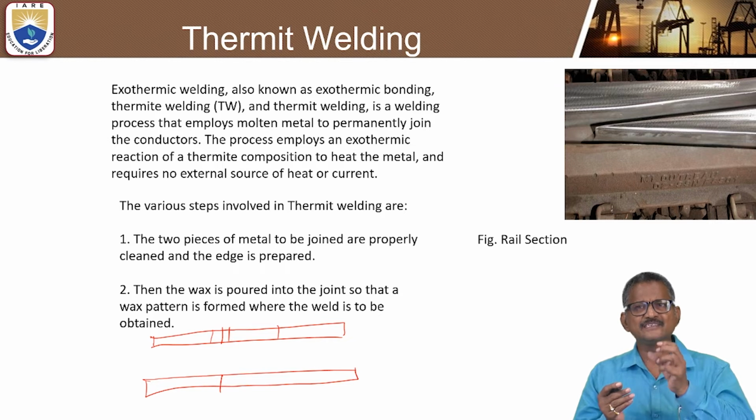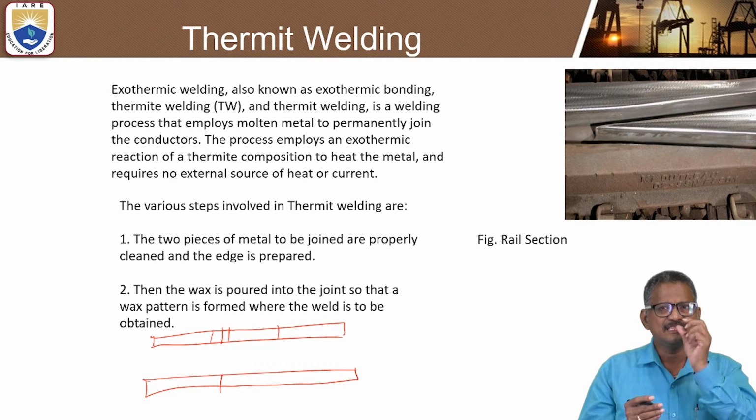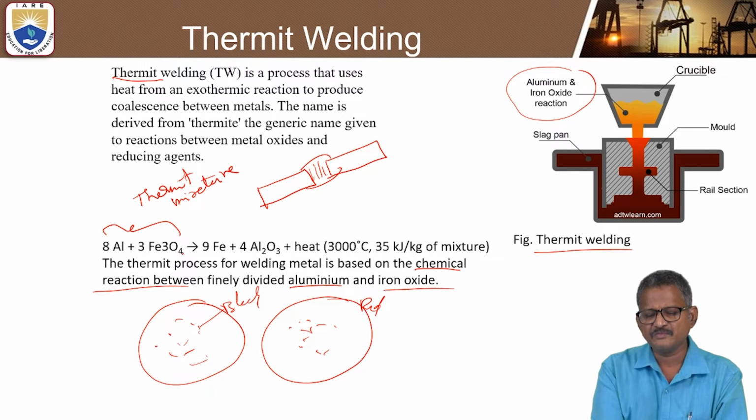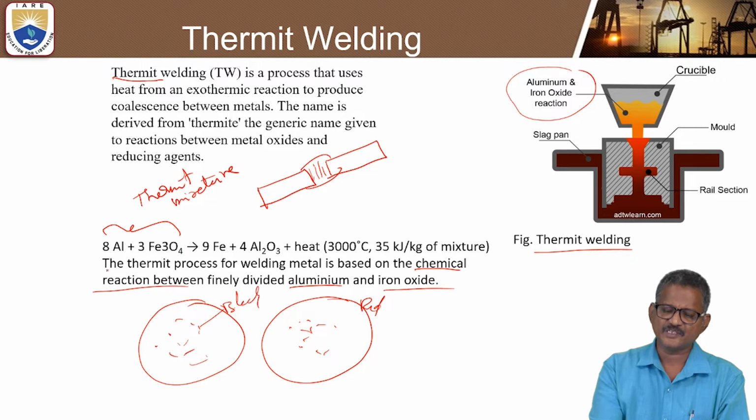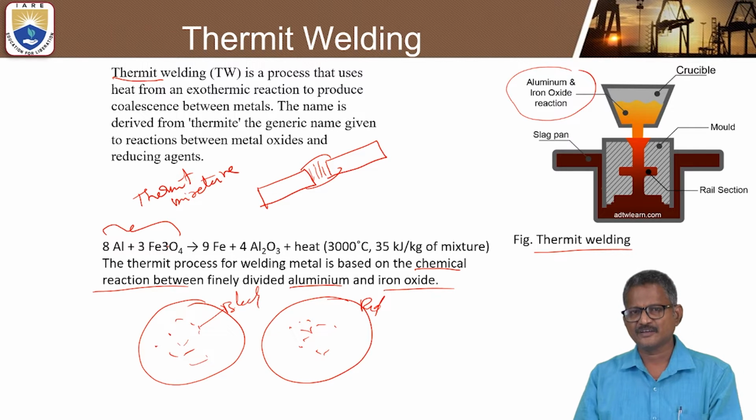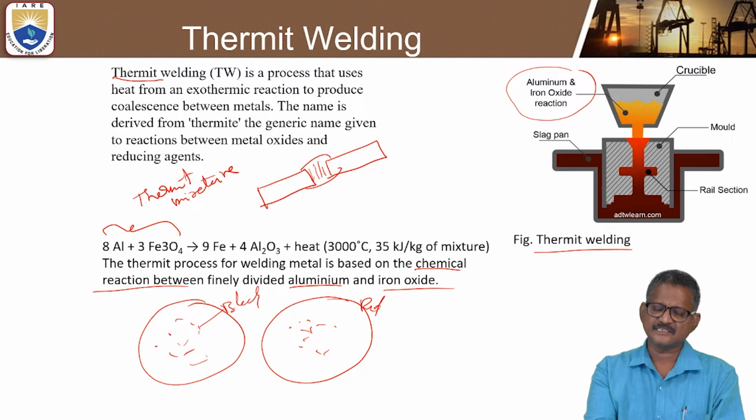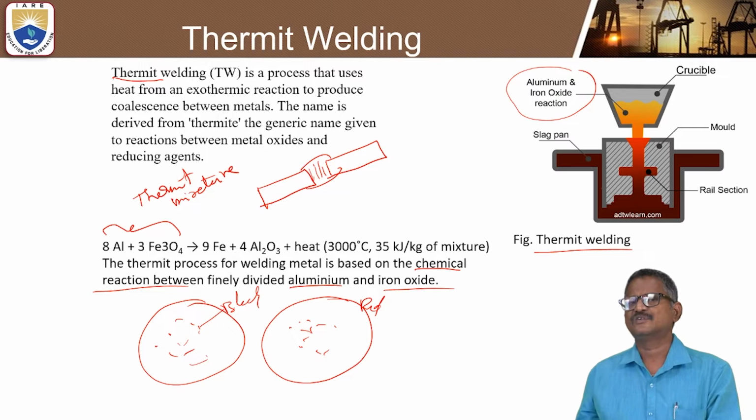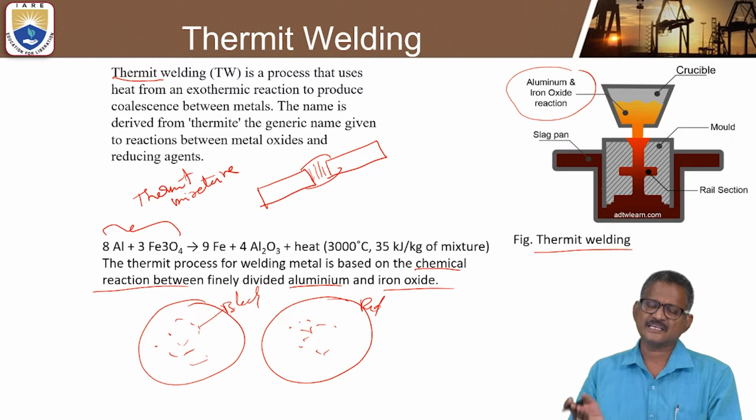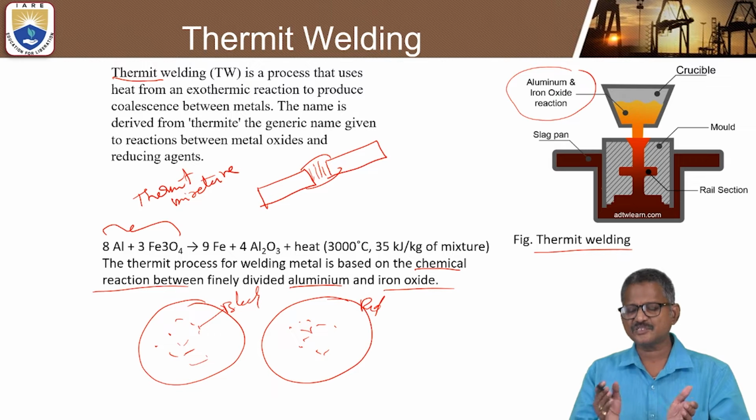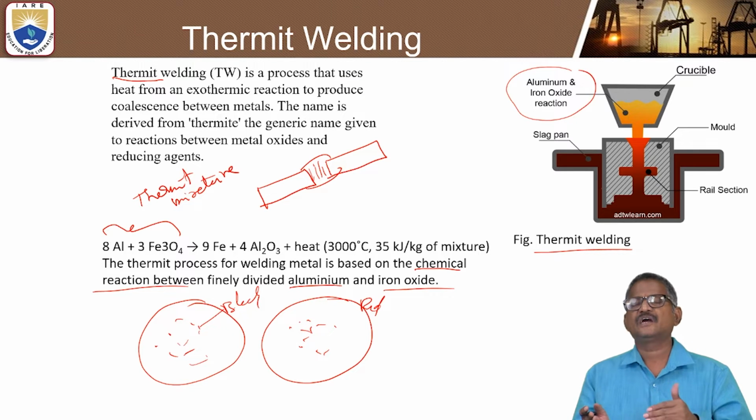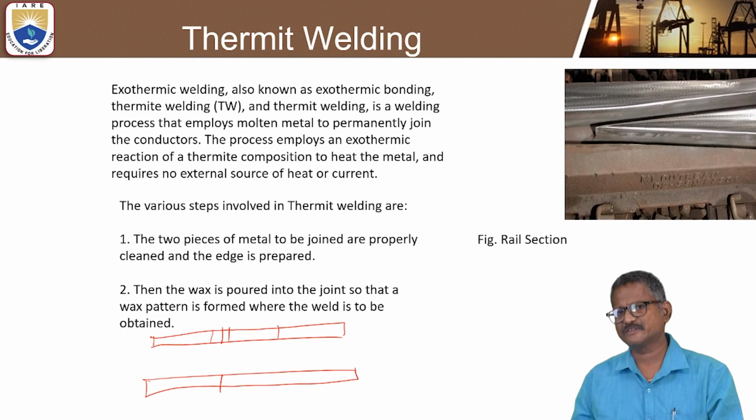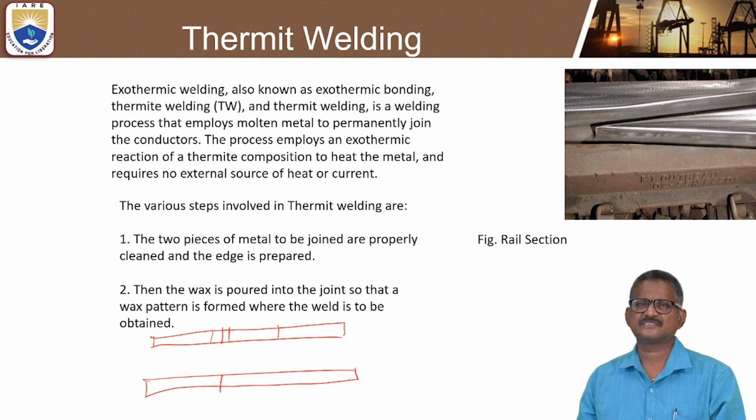The process employs an exothermic reaction of the thermite composition. This thermite composition is aluminum and iron oxide: 8 parts of aluminum and 3 parts of iron oxide. In this chemical reaction, the iron oxide is removed, eliminated, and then it combines with the aluminum powder, so that aluminum oxide is generated and iron is separated, and the exothermic reaction releases heat.